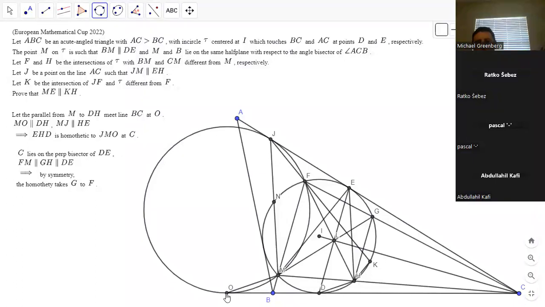I wonder if we even need point O. That's what I'm wondering, because FM is parallel to HG and JM is parallel to HE. So is that enough for the homothety? Like, do we need point O?